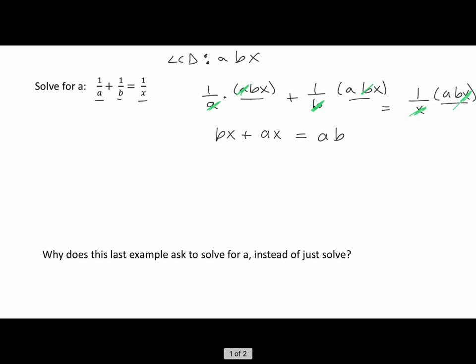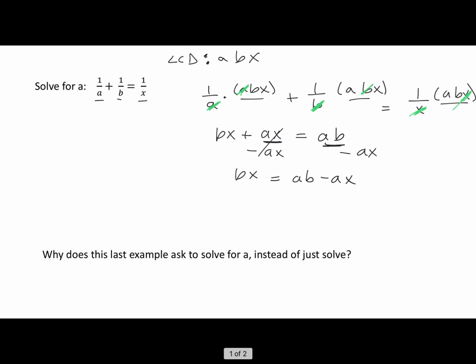And we want to solve for a, so that means every term that has a needs to be on the same side of the equal sign. So I'm going to opposite this term here so that it's on the other side with the other a term. So then bx equals ab minus ax.